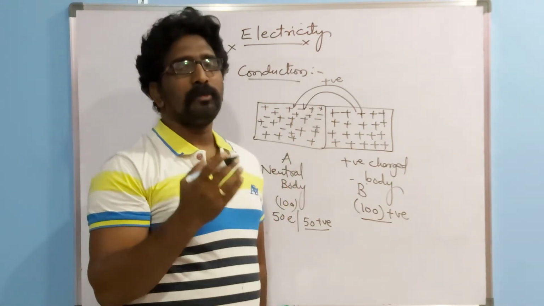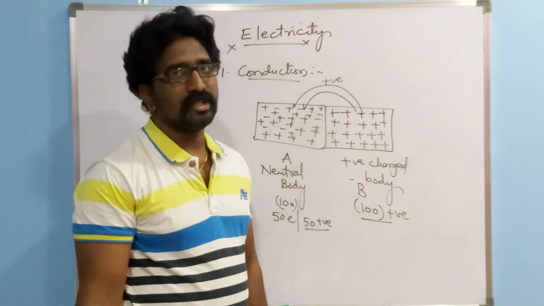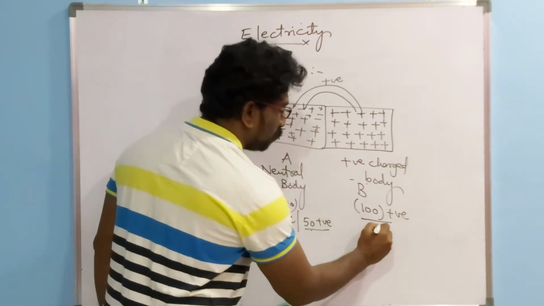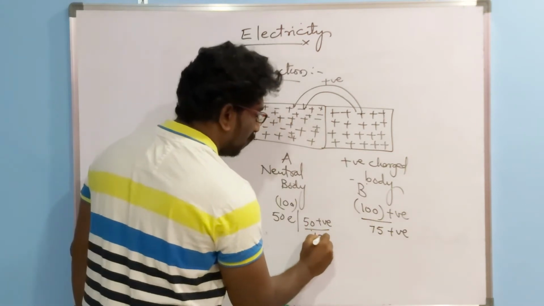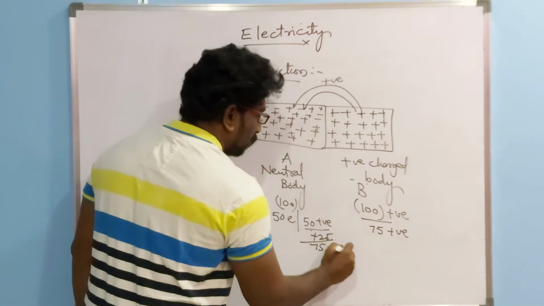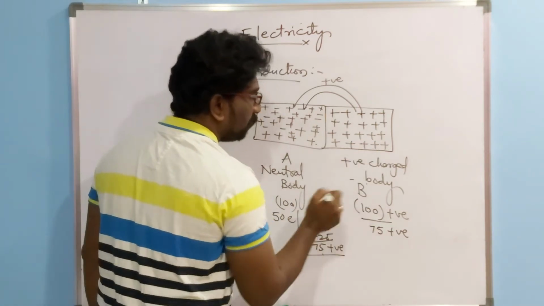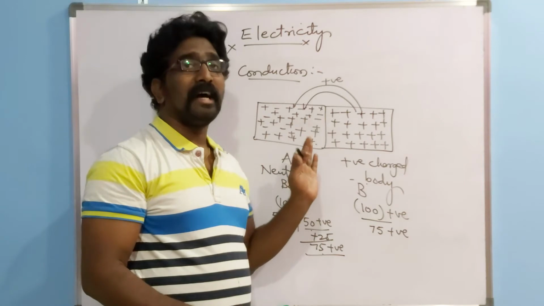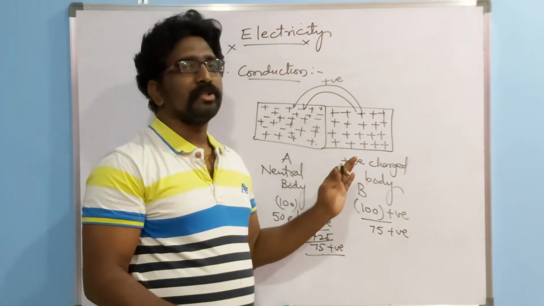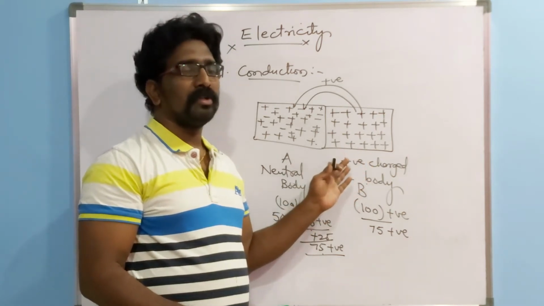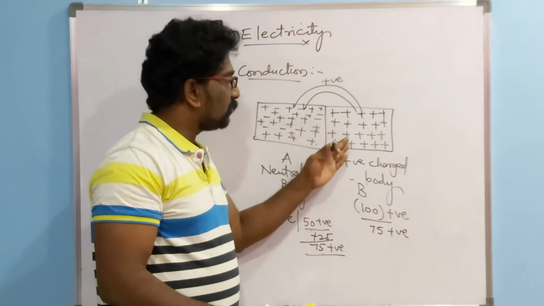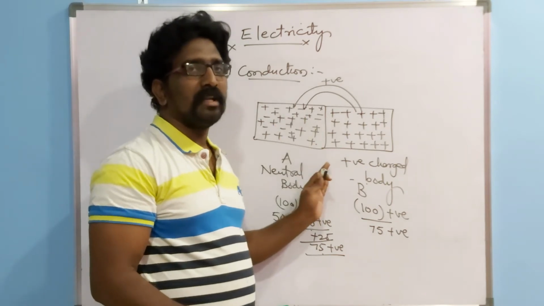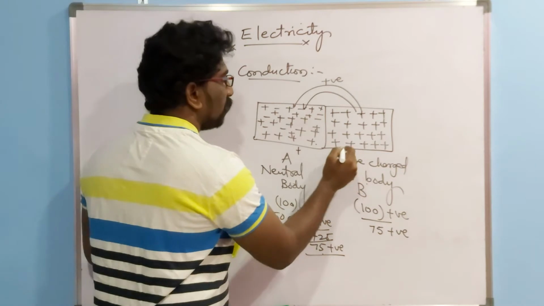What is meant by equilibrium state? Equilibrium means both the bodies should have an equal number of this kind of charge, that is positive charges. It already has 50 positive charges here. If the other loses 25 charges, it will have 75, and this one gains 25, so it becomes 75 positive charges. Since both have 75 and 75 positive charges, the neutral body becomes a positively charged body. Whatever the charge may be, electrons or protons, until both sides have an equal number of charges, the transfer of charges takes place from the charged body to the neutral body. Once the equilibrium has been reached, this becomes a positively charged body, and this is already a positively charged body.